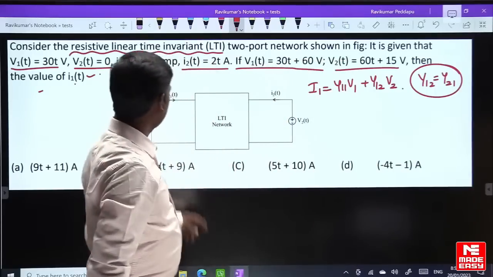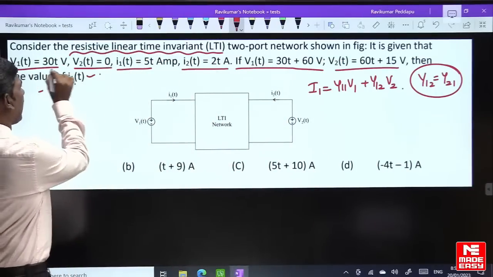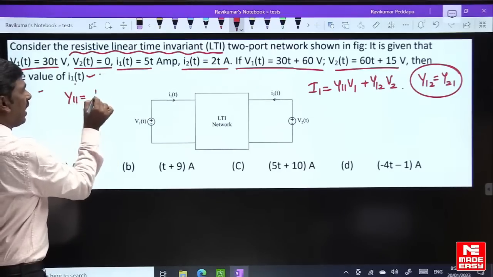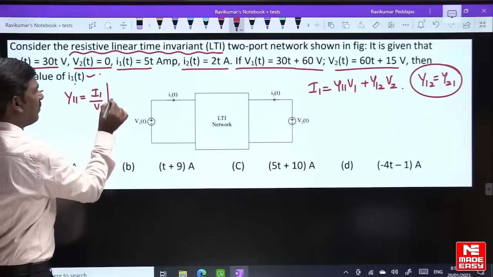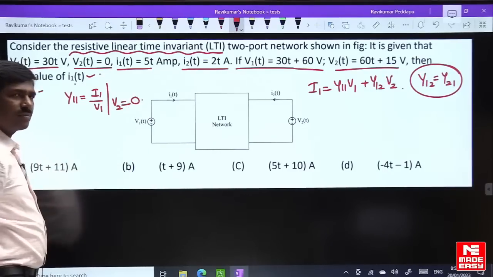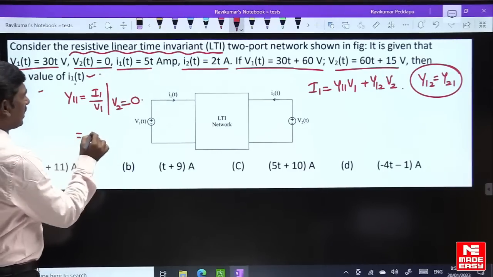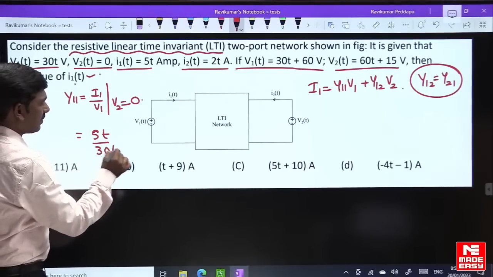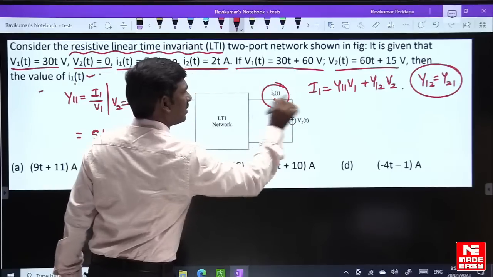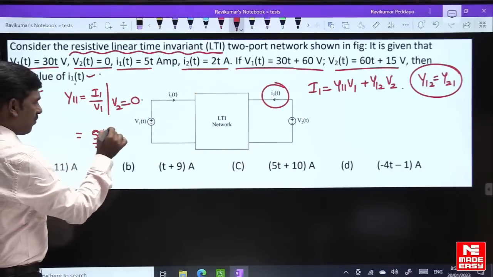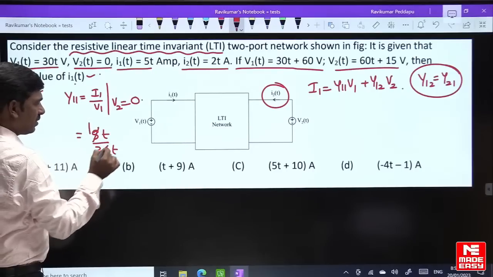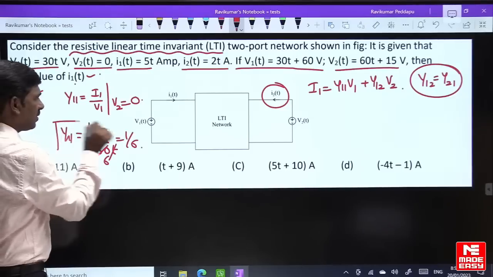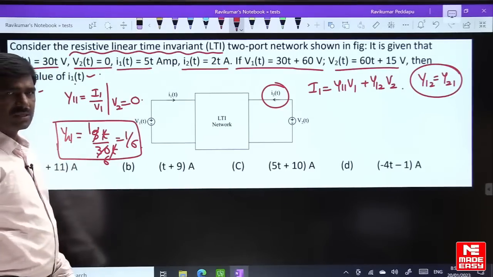From the given information, V1 is there and I1 is there, V2 is equal to 0. Y11 is equal to I1 by V1 provided V2 is equal to 0. So I1 is 5t upon 30t. I2 direction is here only, not in this direction. So 5 by 30 is 1 by 6. So y11 is 1 by 6.